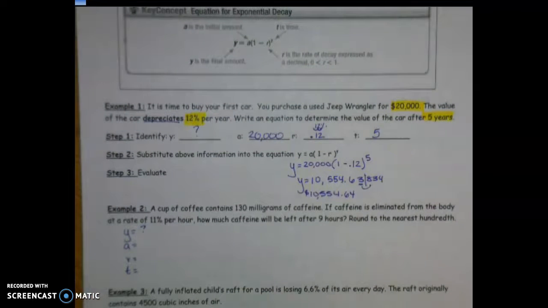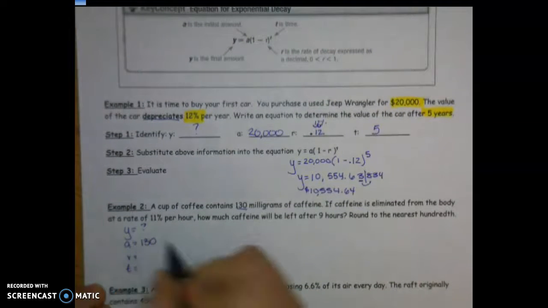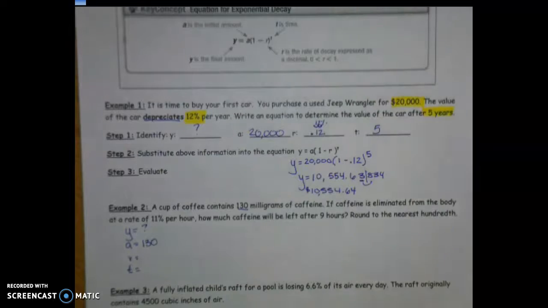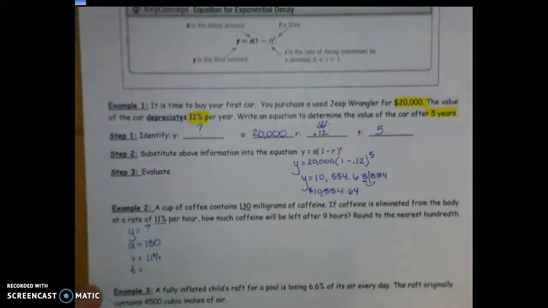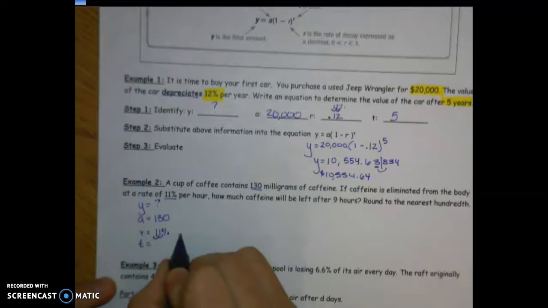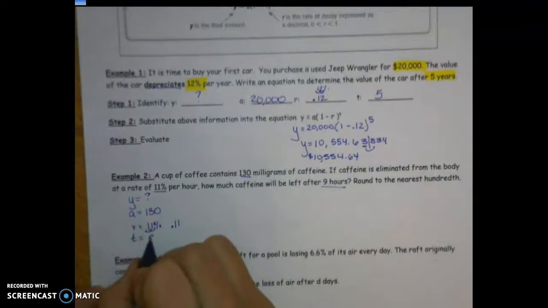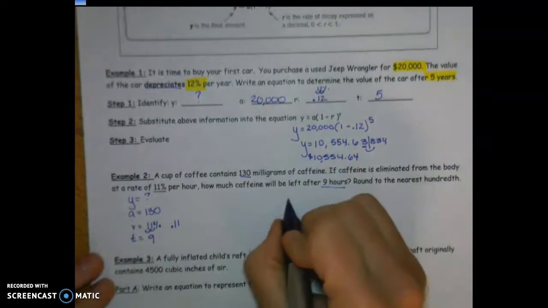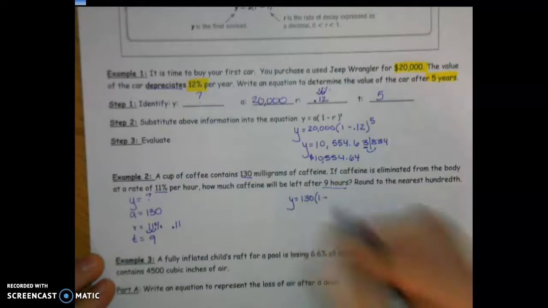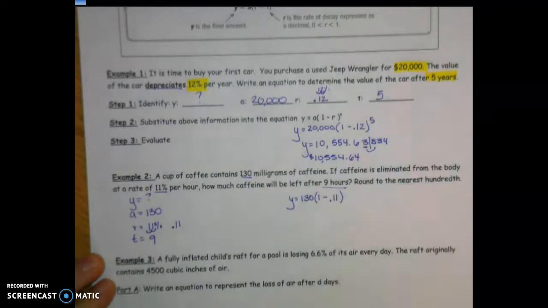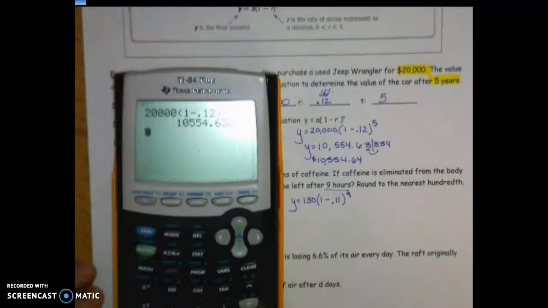A is the initial amount. So how much caffeine did we start with? 130 milligrams. So 130. R is the rate of decay. So that is my 11%. But remember, I want to write it as a decimal. So move your decimal 2 places, and that's 0.11. And then t is the amount of time, and that's 9 hours. So we're going to plug into our formula. Y equals a, which is 130, times 1 minus r, so 0.11, to the t power, which is 9.